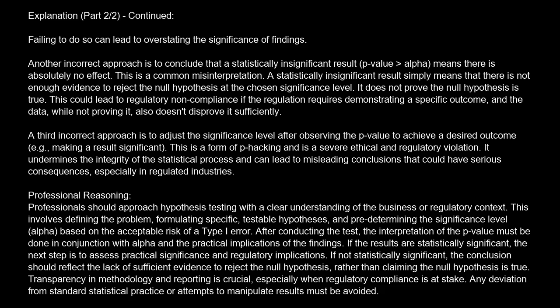A third incorrect approach is to adjust the significance level after observing the p-value to achieve a desired outcome, e.g., making a result significant. This is a form of p-hacking and is a severe ethical and regulatory violation. It undermines the integrity of the statistical process and can lead to misleading conclusions that could have serious consequences, especially in regulated industries. Professional reasoning.